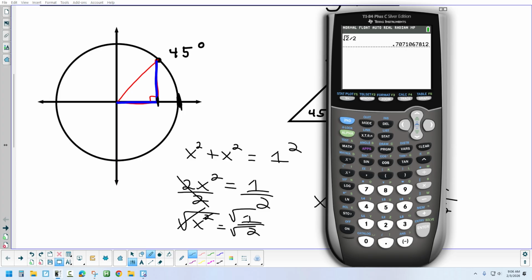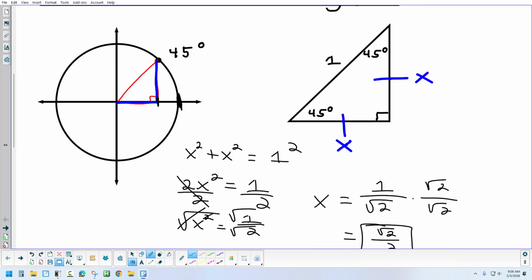Okay, as far as knowing that decimal, we're not really going to have to know it. We don't use it. We're always going to leave the answer as square root of 2 over 2. Because if you write 0.7, that's rounded. That's not as accurate. Okay. So, now we know the length of the bottom side. We know the height of the triangle. So what would be the coordinate for 45 degrees?